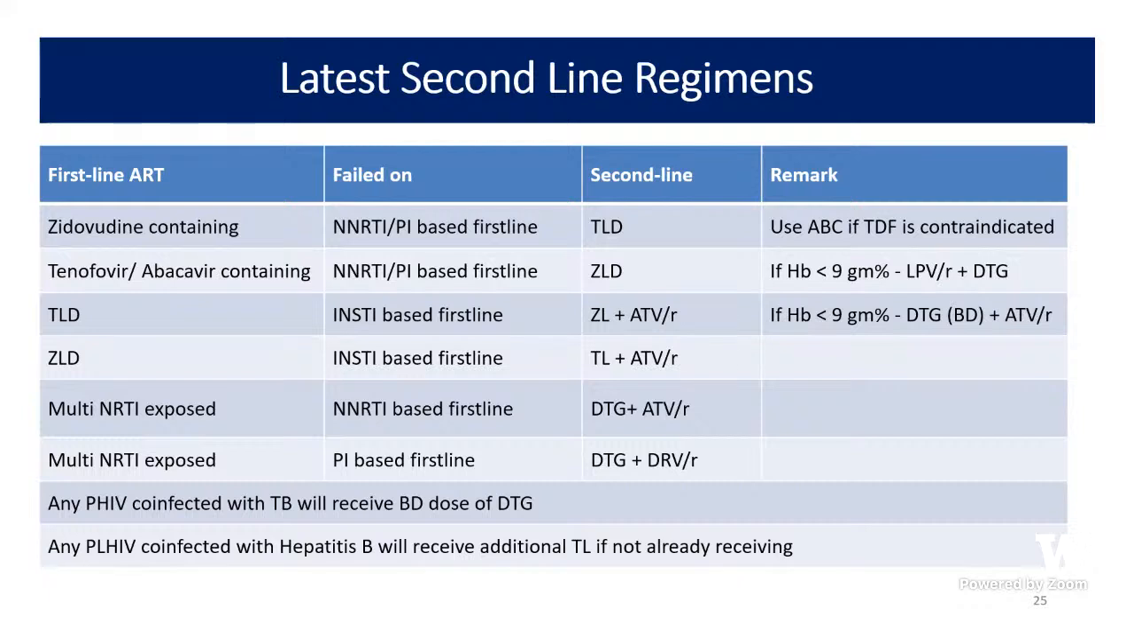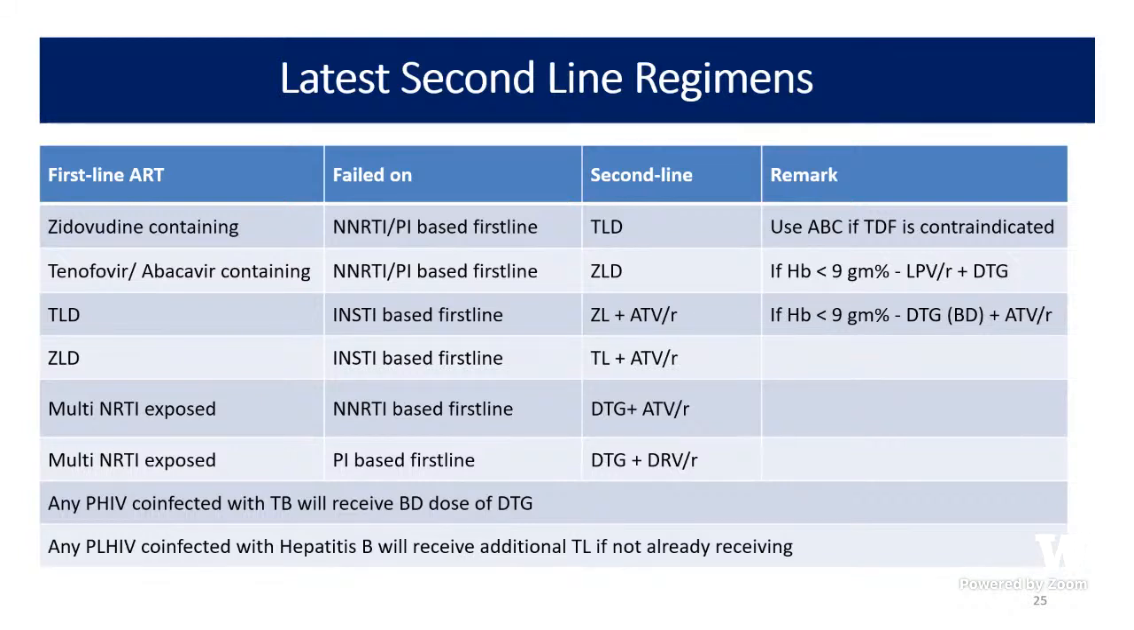Now, the latest second line regimens, as we all know from the guidelines. Here we have the current first line on the left, failing on, and the second line and the remarks. I'll elaborate. If a patient had first line with zidovudine and has failed on an NNRTI or PI based first line, then the second line will be dolutegravir. I will again repeat, if the patient has a first line with zidovudine, suppose ZLN or ZL-LPVR, he will go to TLD. If there is any contraindication to use tenofovir, that is any renal compromise, then we will go for ALD. So a zidovudine containing first line failing with an NNRTI or PI will go to TLD. A tenofovir and abacavir containing first line, with failure on an NNRTI or PI based regimen, will also go to ZLD.